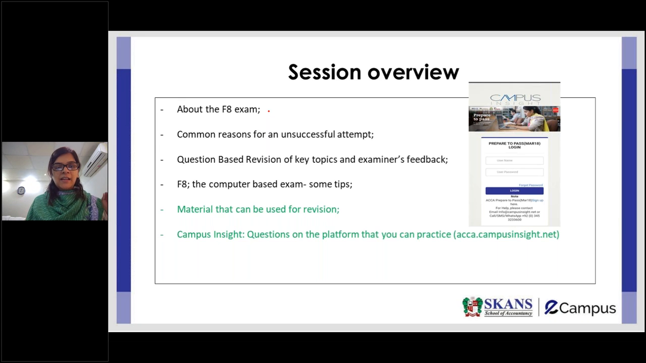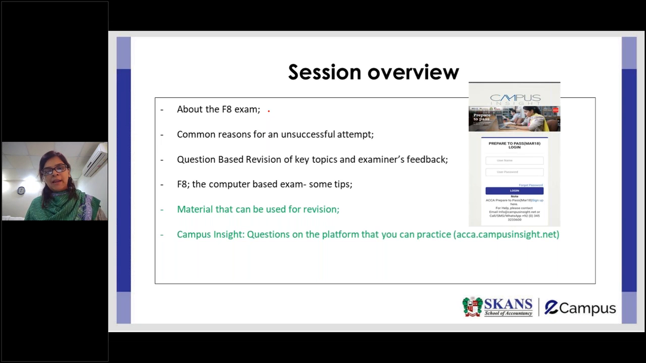We will then discuss common reasons for failing F8. This is entirely the examiner's language. So if you are a student who has been repeatedly failing F8, this is how or where you can sort of determine where you're going wrong. The idea is to have question-based revision of key topics of the audit cycle. So obtaining new assignments, audit planning, internal control evaluation, audit evidence, review and opinion and report. These are the main areas that we are covering. We are going to be doing questions for each of these areas as well.